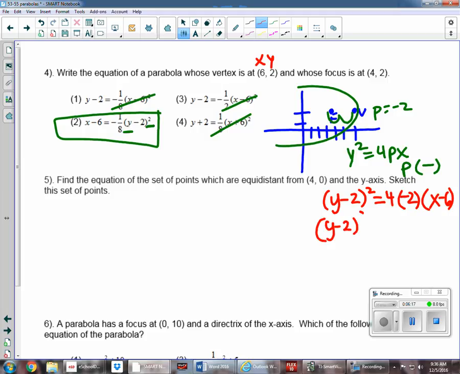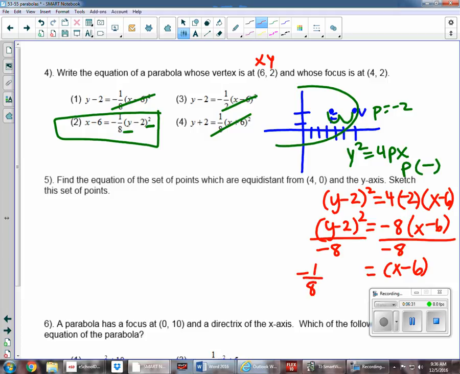So if I cleaned it up just a little bit, all I have to do here is divide by a -8, and I've got x minus 6 equals -1/8 times y minus 2 squared. You could actually leave it in this form, but the multiple choice is just pulling out the 1 from the numerator and the -8 from the denominator. But again, you didn't need to go that far if you realized it's a y-squared parabola and the only choice with y squared was choice 2.